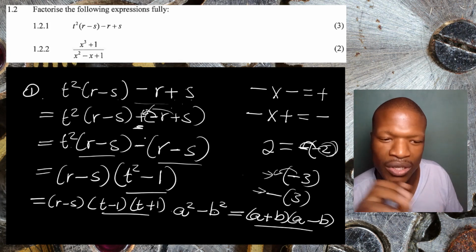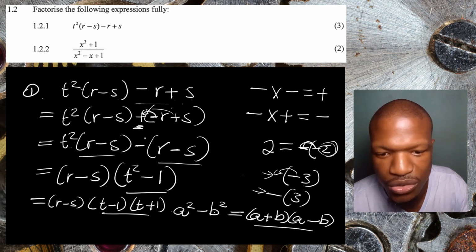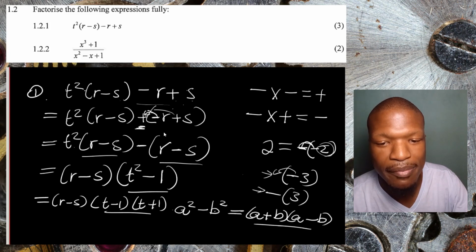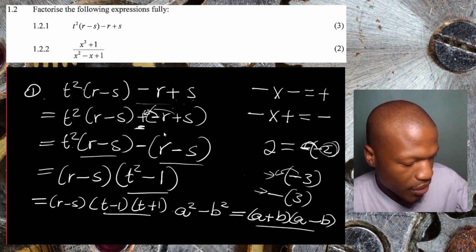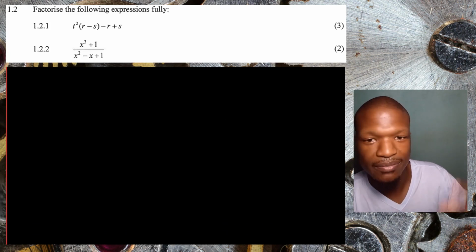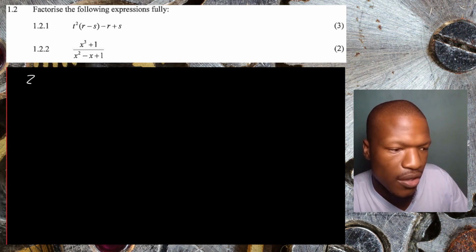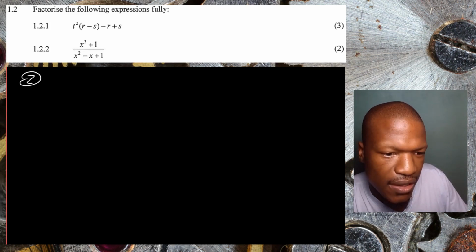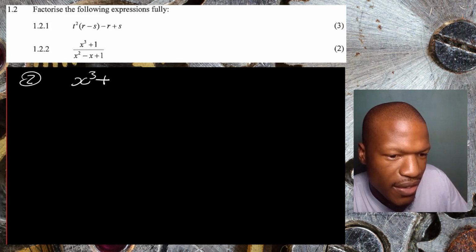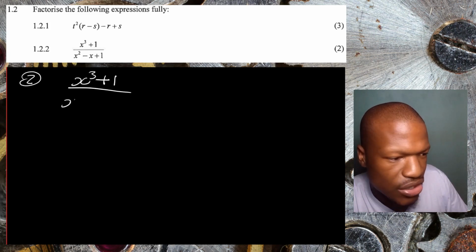So this is how you want to focus on these questions. They are not tricky, but you need to think, and you always need to remember your arithmetic when you factorize or simplify your expressions. Let's go to the second one. So the second one says x cubed plus 1 all over, is it plus? Yeah, it's plus 1. Then x squared minus x plus 1.